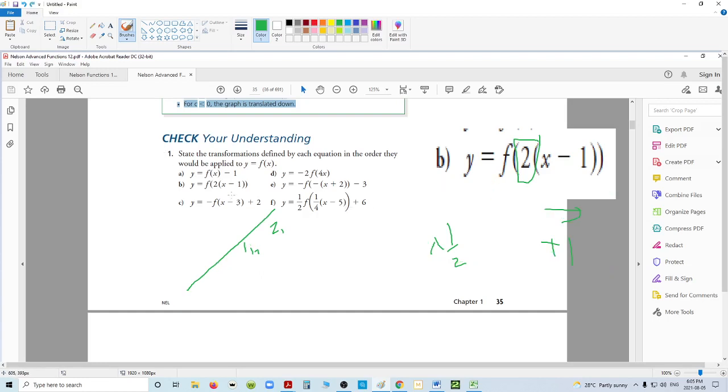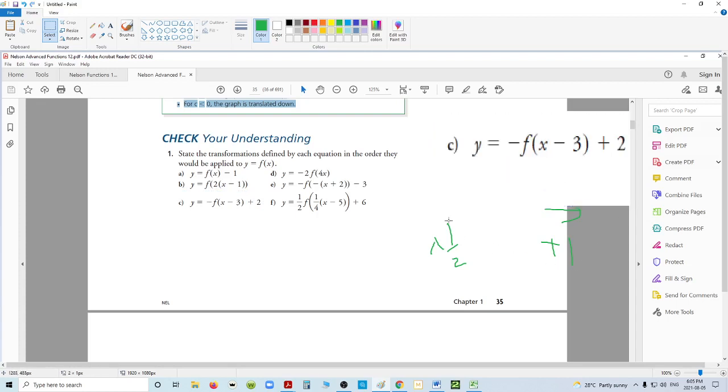Let's look at the next one. See, two things going on again, but they're two separate things. First of all, let's look at the -3. Is that right? 3 things going on. Yeah, the -3 is right beside the x. Then we got a -1. Is it right beside the x? No, it's outside the f. So that's a y transformation. That's an x transformation.